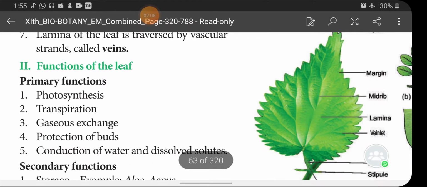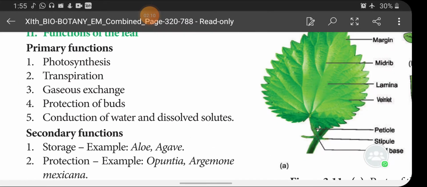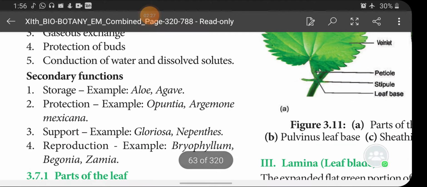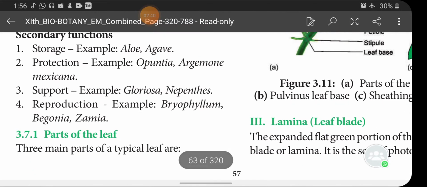That's it. Then functions of leaf. The primary functions are photosynthesis, transpiration, gaseous exchange, production of buds, and conduction of water and dissolved solutes. And children, I'll go a little fast, please follow me. Secondary functions: storage. Some leaves do the storage function, for example aloe and agave. Some leaves are involved in protection, for example Opuntia, Argemone mexicana. Support, for example Gloriosa, Nepenthes. Reproduction, for example Bryophyllum, Begonia, Zamia.